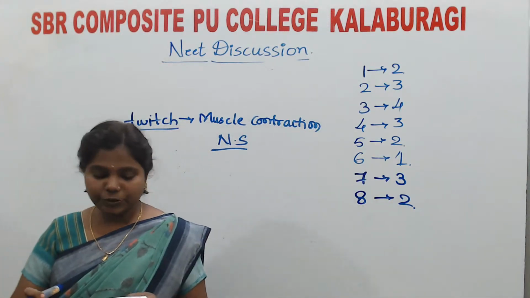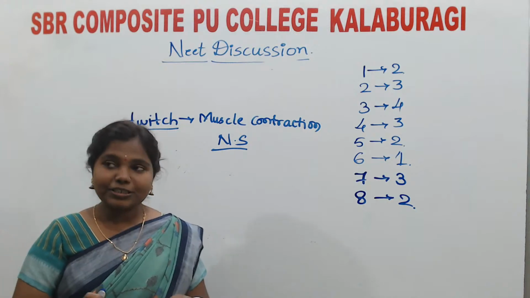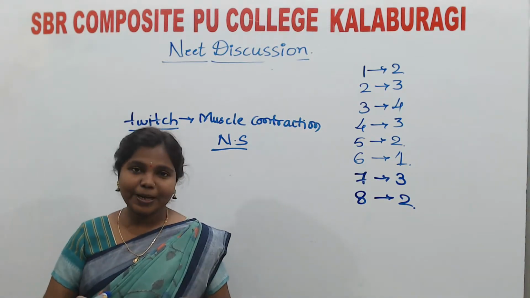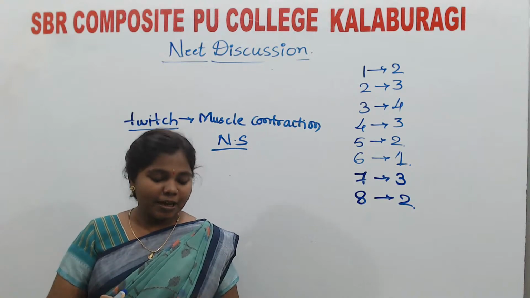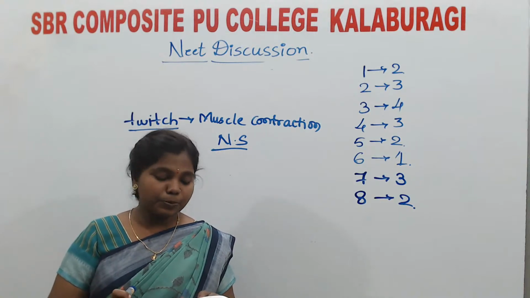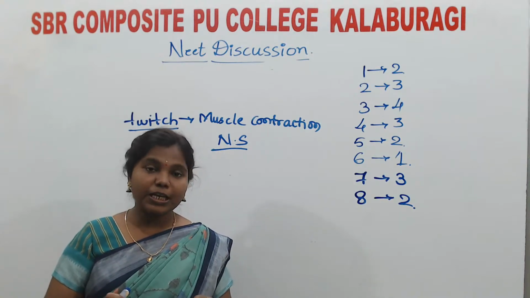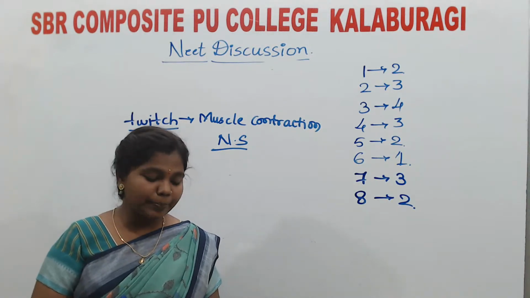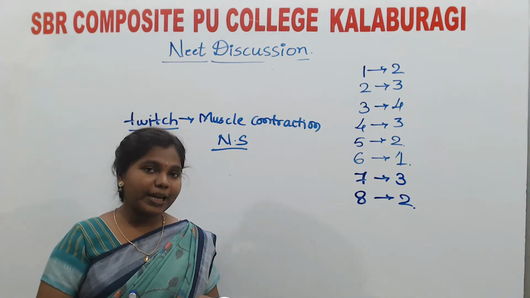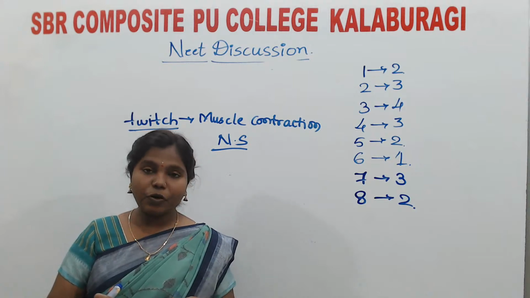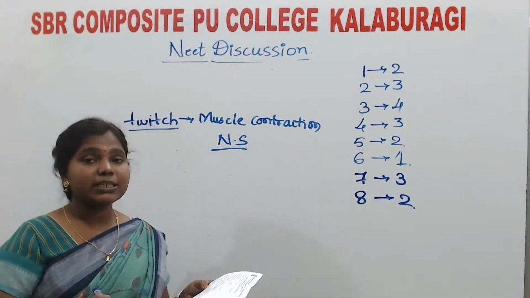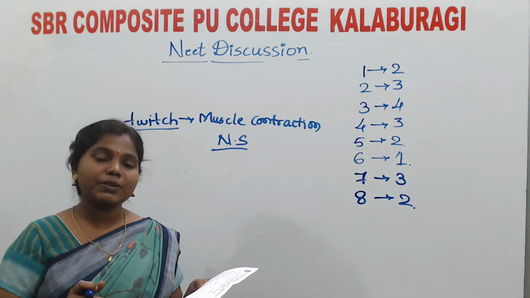Okay, and next is the ninth question: smooth muscles are innervated by... They are mainly asking about the smooth muscles. The first option is somatic nervous system. Second is autonomic nervous system. Third option is both somatic and autonomic. And the fourth option is none. Here, smooth muscles, as we have just discussed, are under the control of the nervous system.